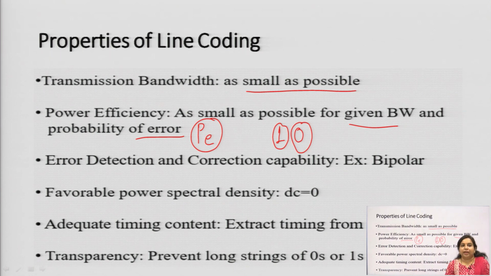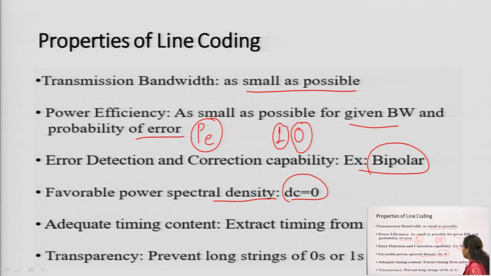Then error detection and correction capability should be there in the line coding. Example, bipolar; I am going to discuss what bipolar is. Bipolar is a kind of line coding only. Next is favorable power spectral density, which means the DC term should be equal to 0. Adequate timing content should be there, that is, extract timing from the pulses. Transparency should also be there, to prevent long strings of zeros and 1s. What is transparency? We are going to see it in each line coding one by one.